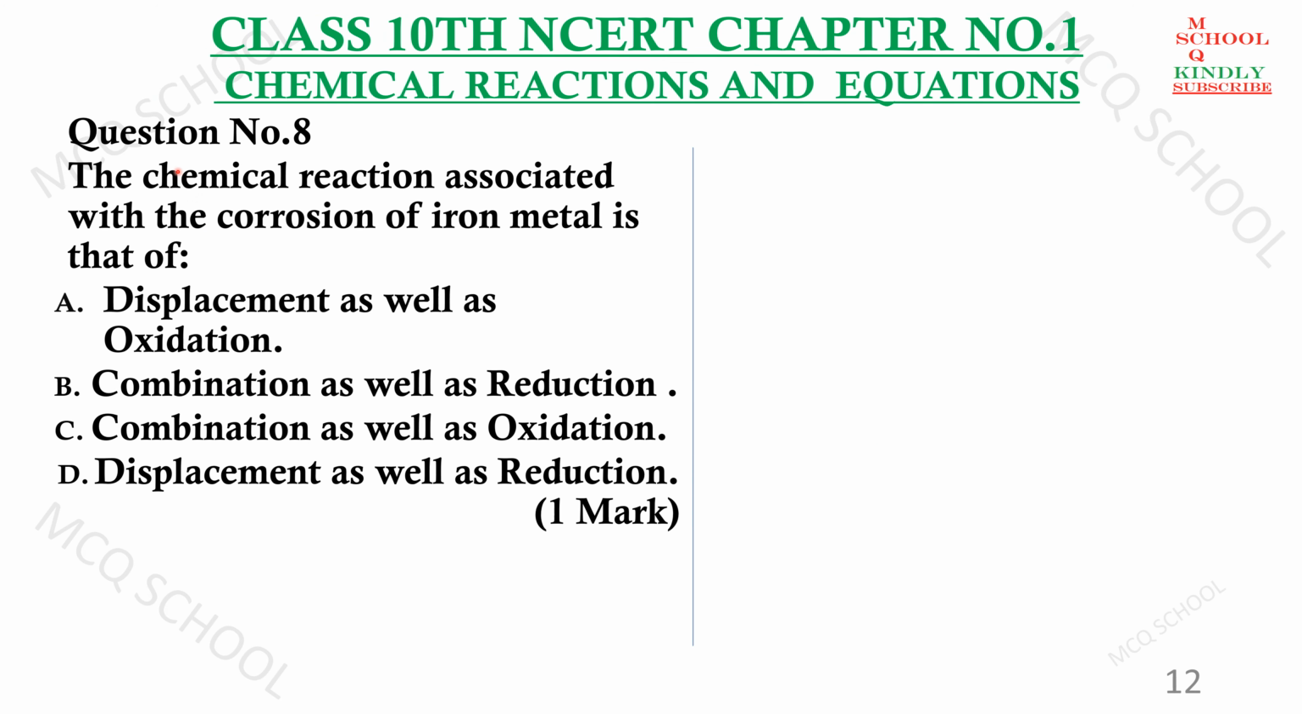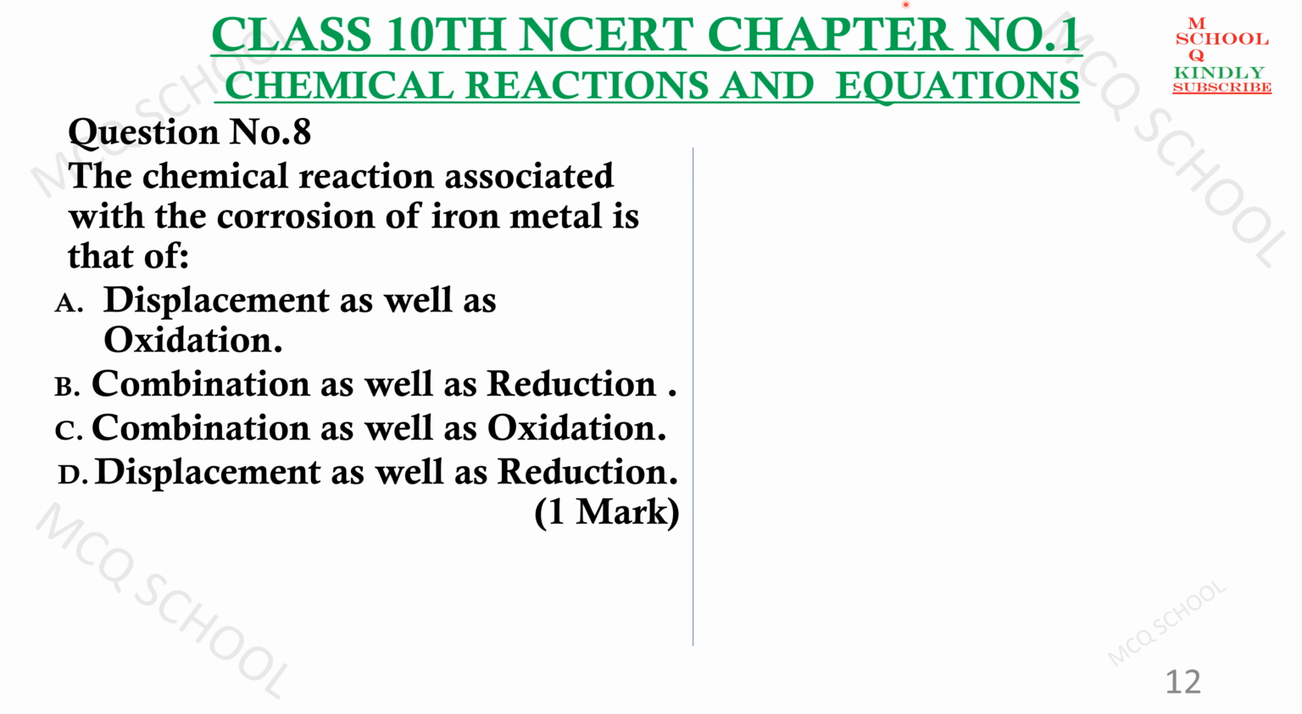Let us take question number 8. The chemical reaction associated with the corrosion of iron metal is that of: A, displacement as well as oxidation reaction; B, combination as well as reduction reaction; C, combination as well as oxidation reaction; D, displacement as well as reduction reaction. So what is your answer?